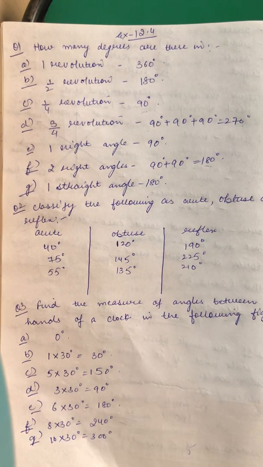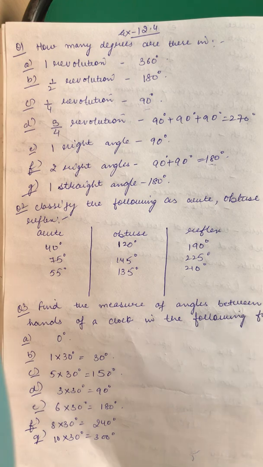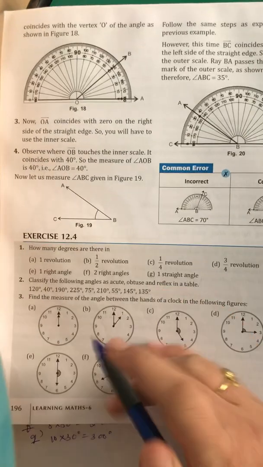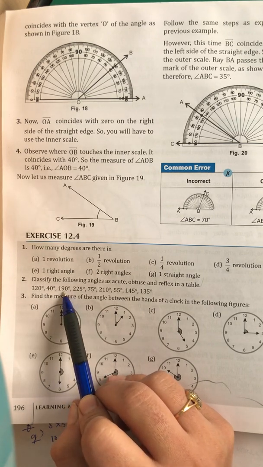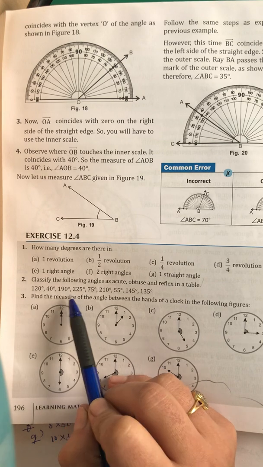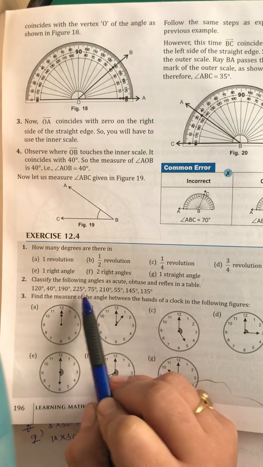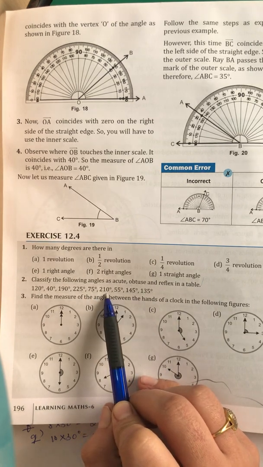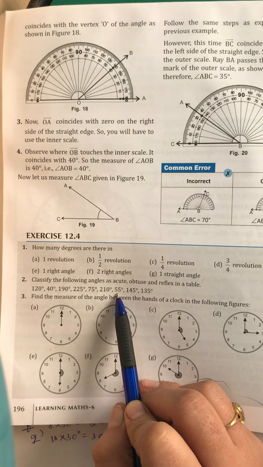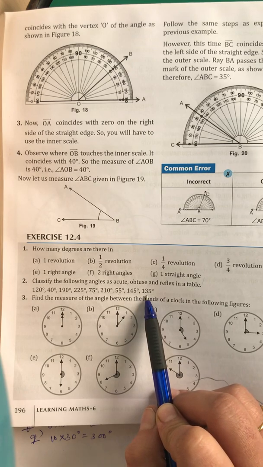Next, classify the following as acute, obtuse and reflex angles. Some angles are given in the question and you have to check whether they are acute, obtuse or reflex. 120 degrees, it is obtuse. 40 degrees, acute. 190 degrees, greater than 180, so it is a reflex angle. 225 degrees, greater than 180 but less than 360, so it is reflex. 75 degrees, less than 90 degrees, so it is an acute angle. 210 degrees, again a reflex angle. 55 degrees, acute angle. 145 degrees is greater than 90 degrees but less than 180, so it is an obtuse angle. 135 degrees, again an obtuse angle.